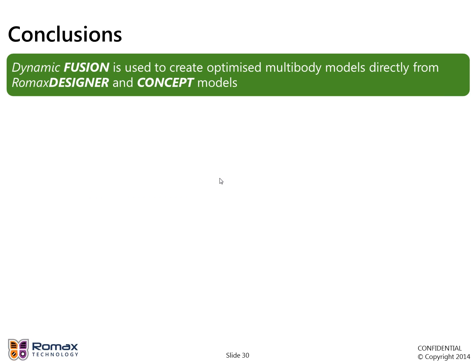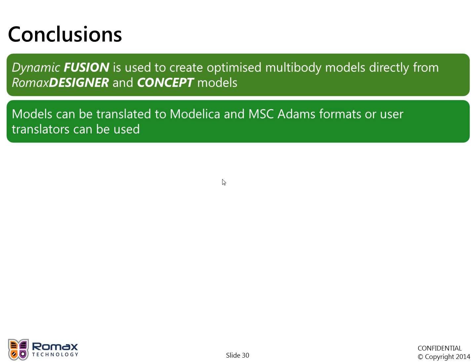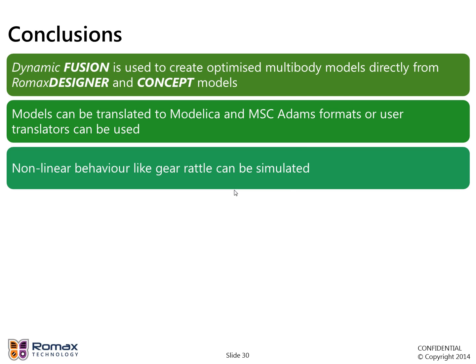So finally, to sum up, DynamicFUSION is used to create optimized multi-body models directly from Romax Designer and concept models. We can translate those models into Modelica format, into Adams format, or user-defined translators can be created by users using the neutral XML format. This means we can simulate nonlinear behavior like, for example, gear rattle as we've seen today, but many others as well.